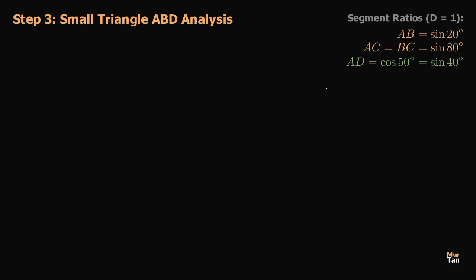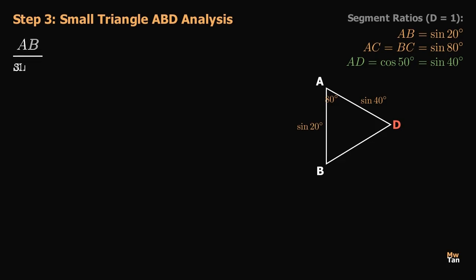Now zoom into the small triangle that actually matters, triangle ABD. We know angle BAD. It's the same as angle BAC, 80 degrees. We know AB, sine 20. We just found AD, cosine 50, which is the same as sine 40. Call the angle we want X.